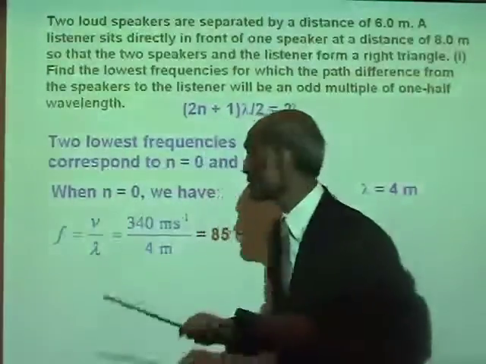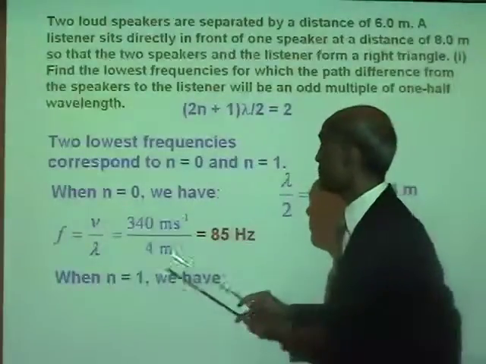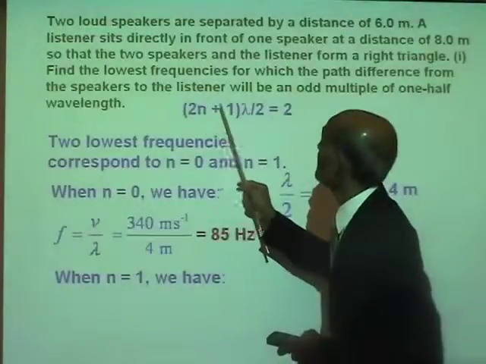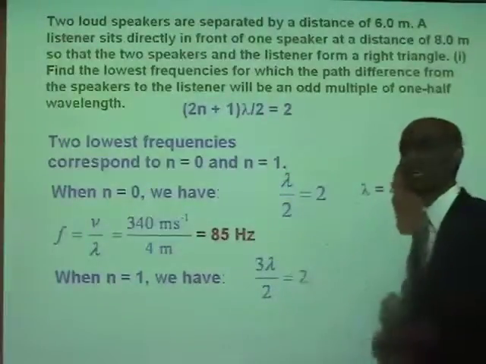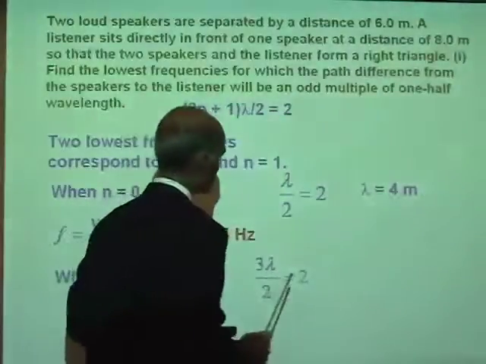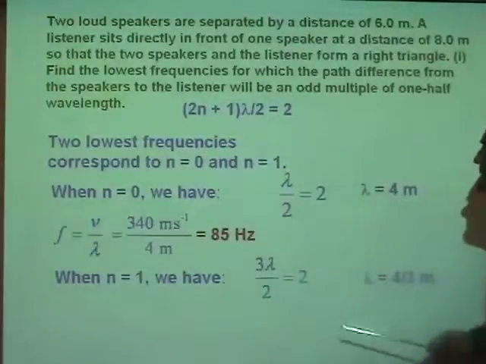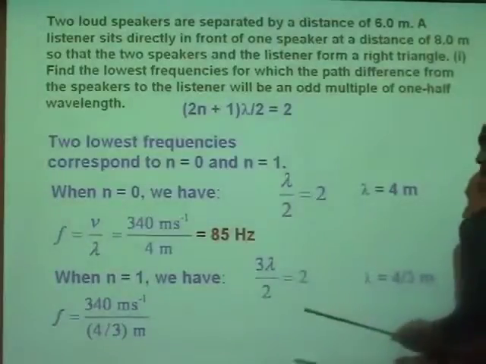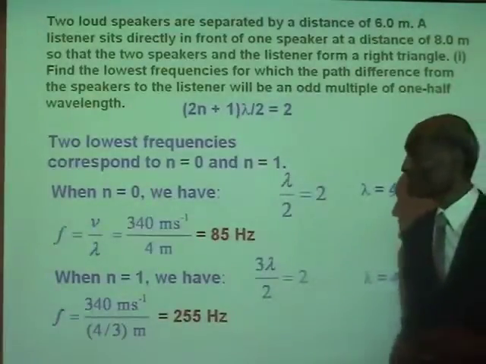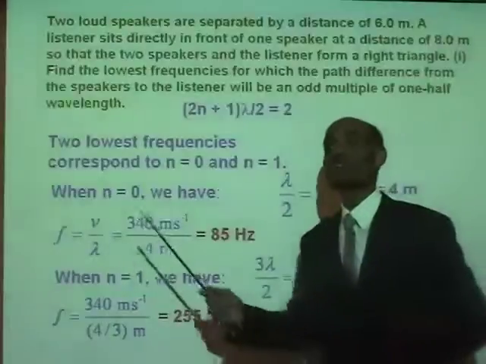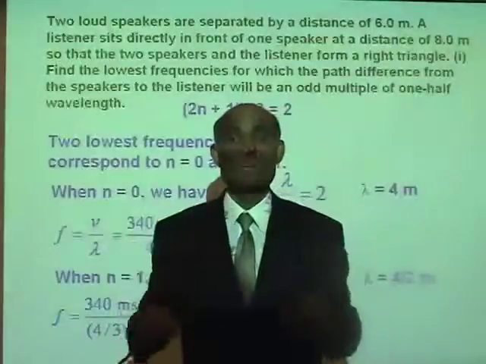What is the next higher frequency which will do the same thing? That happens when n equals 1. And when n equals 1, 2n + 1 will be 3. This will be 3 lambda by 2 equal to 2. Can you solve for lambda from here? Lambda will be 4 over 3 meters. What is the corresponding frequency? The corresponding frequency is v over lambda, and that will be 255 Hertz. These are the two lowest frequencies for which the waves will arrive completely out of phase, producing no sound. Alright.